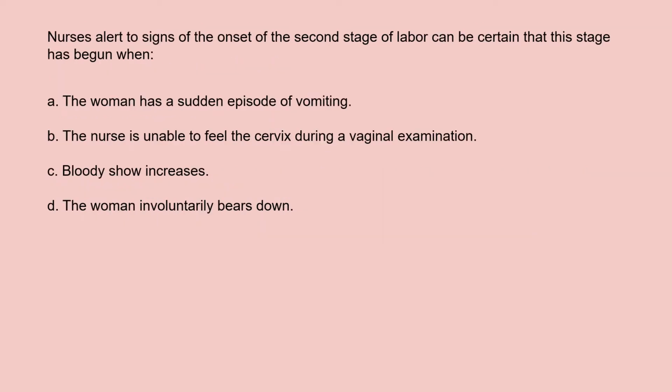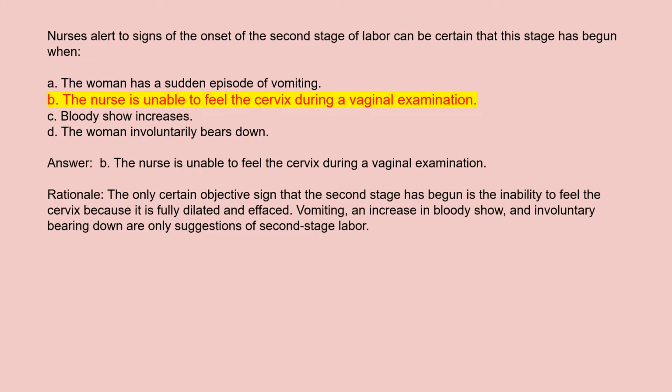Nurses alert to signs of the onset of the second stage of labor can be certain that this stage has begun when a. The woman has a sudden episode of vomiting. b. The nurse is unable to feel the cervix during a vaginal examination. c. Bloody show increases. d. The woman involuntarily bears down. Answer: B. The nurse is unable to feel the cervix during a vaginal examination.